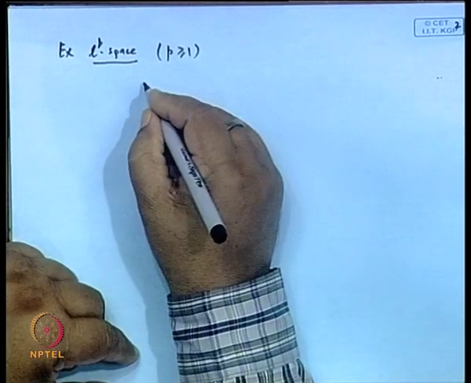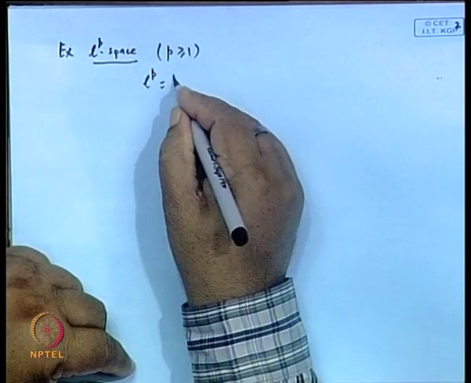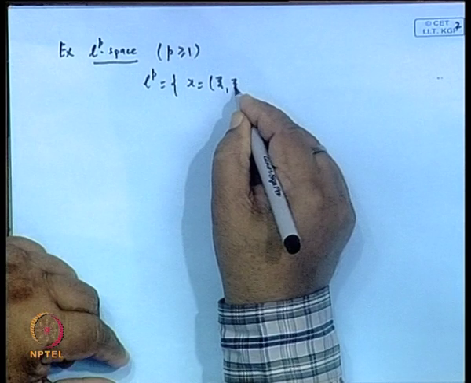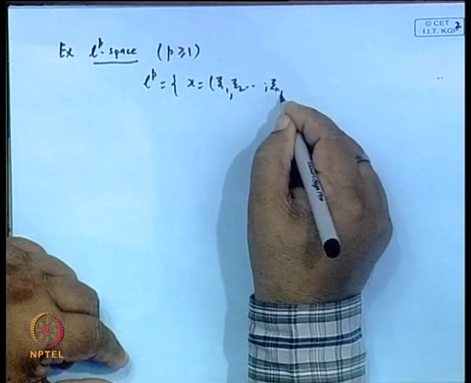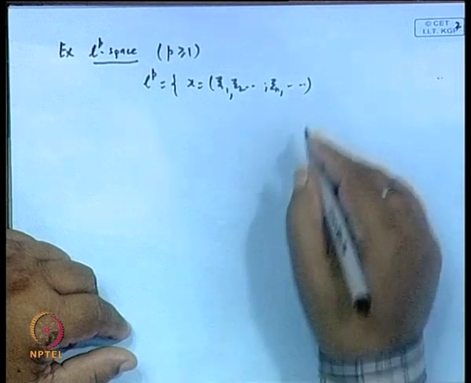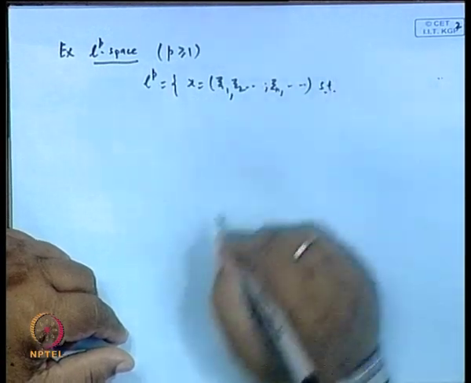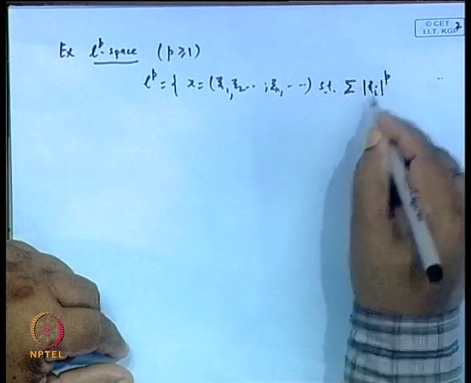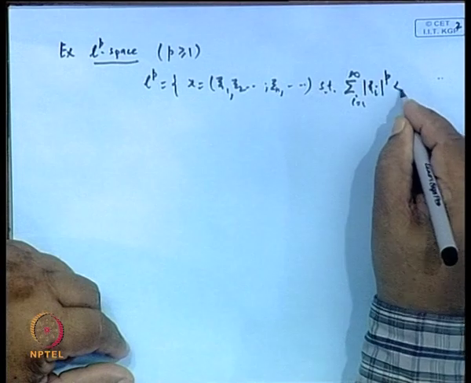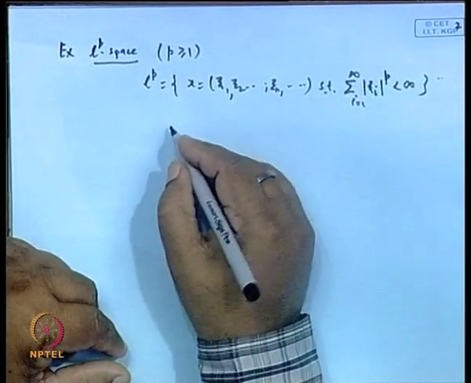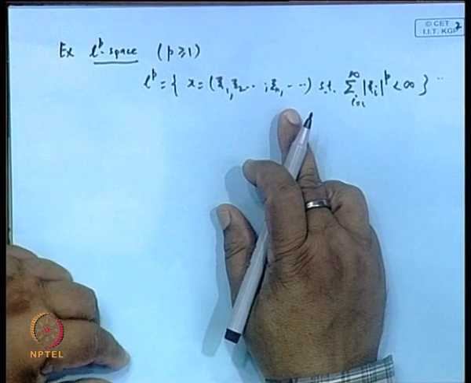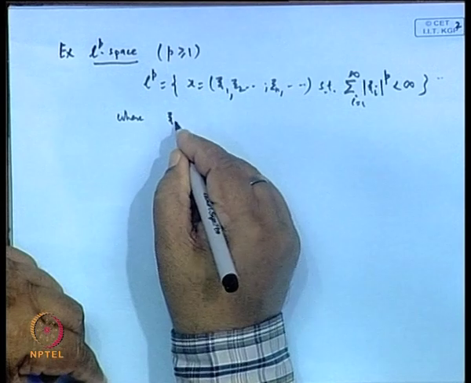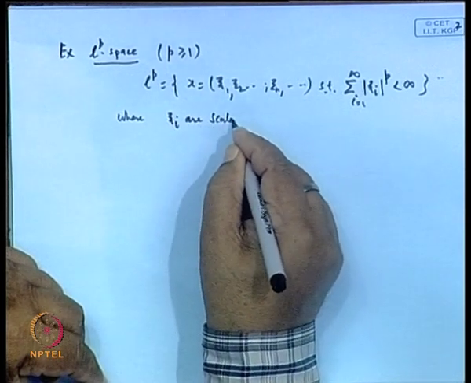LP space is the set of those infinite sequences ξ1, ξ2, ..., ξn and so on, such that the sum of |ξi|^p, i from 1 to infinity, is finite, where these ξ1, ξ2, ..., ξn are scalar quantities. So, the ξi's are scalars.